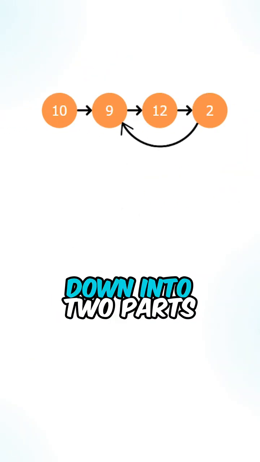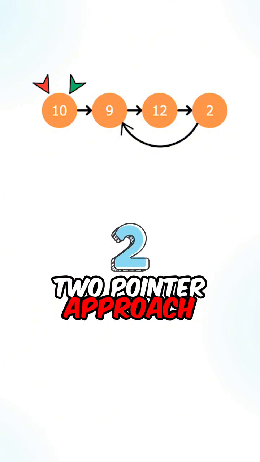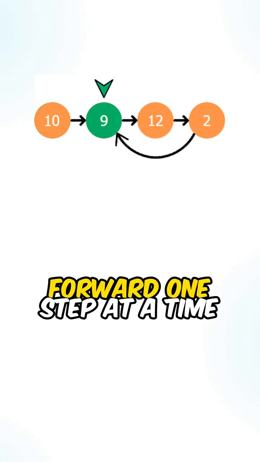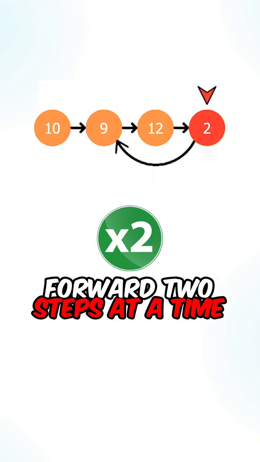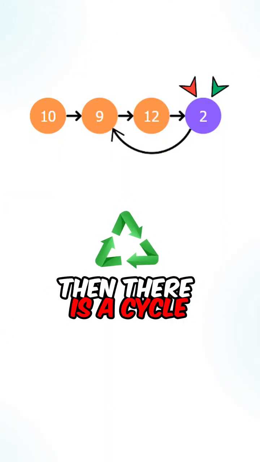Let's break this question down into two parts. The first part is going to be cycle detection. We can implement a two-pointer approach, one slow pointer and one fast pointer. The slow pointer moves forward one step at a time, and the fast pointer moves forward two steps at a time. If the slow pointer ever catches up to the fast pointer, then there is a cycle.